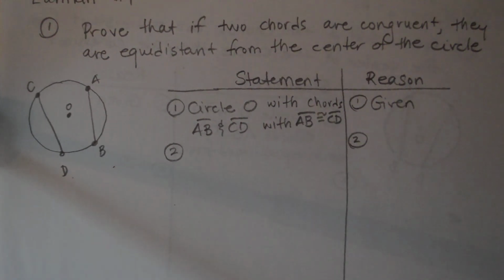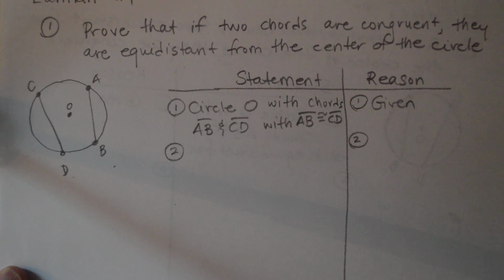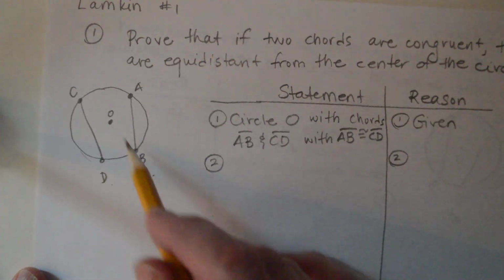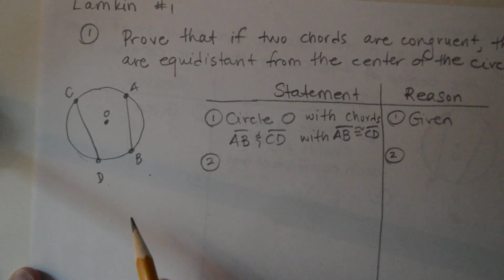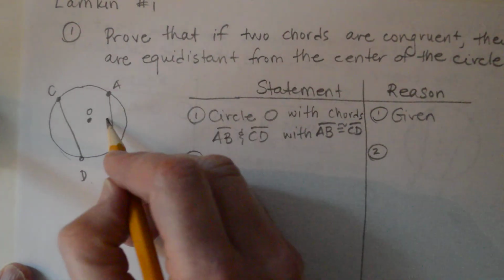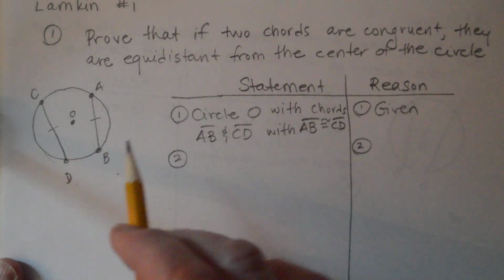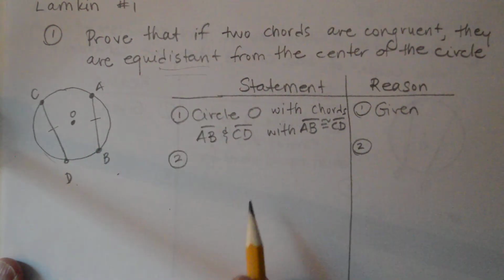Prove that if two chords are congruent, then they are equidistant from the center of the circle. All right, so I've got the circle O drawn. I've got two chords AB and CD, which are congruent. I'm going to mark them as such. And then we're trying to show that they are the same distance from the center of the circle.